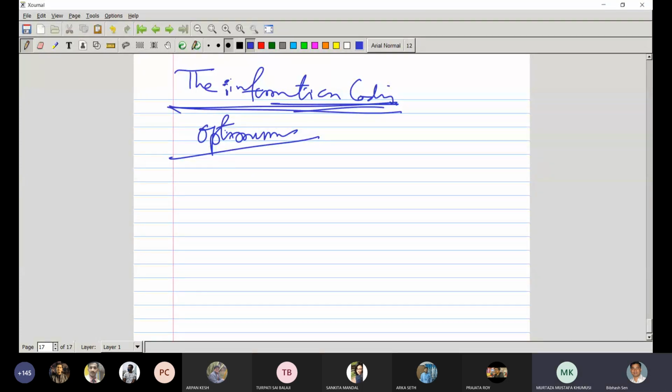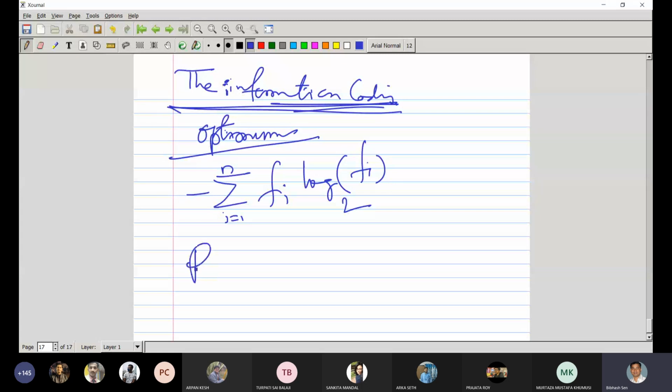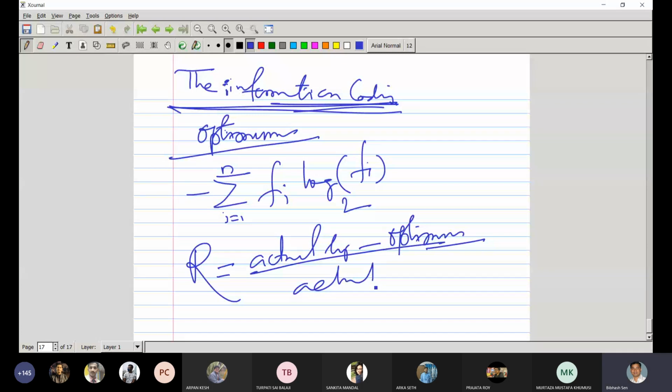Now is it clear? Optimum number. It is again a formula: negative value of the summation from i equals 1 to n, where n is the total number of instructions, of f of i, the frequency, times log base 2 of the frequency f i. They are telling like this, then you will get the optimum length. Then what will be the redundancy for each bit? Redundancy will be actual length minus optimum length, divided by actual length.